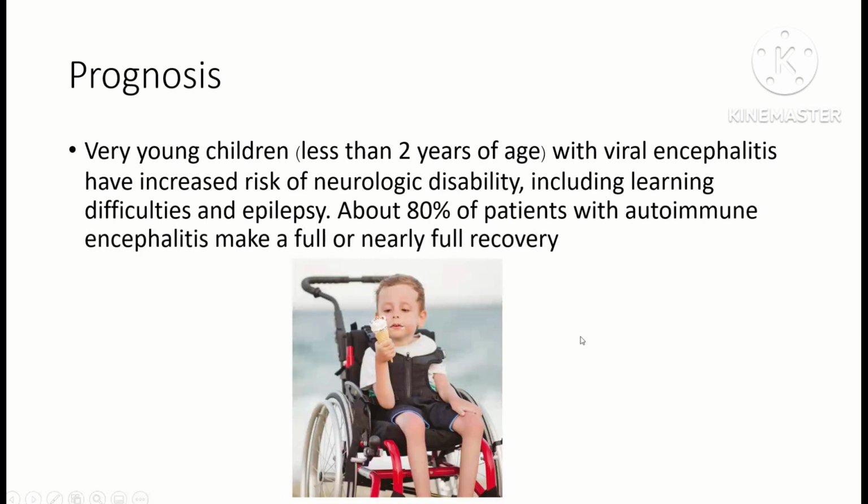Very young children, less than 2 years of age, with viral encephalitis have increased risk of neurologic disability, including learning disabilities and epilepsy. About 80% of patients with autoimmune encephalitis make a full or nearly full recovery.